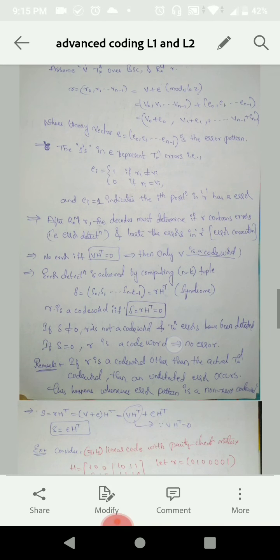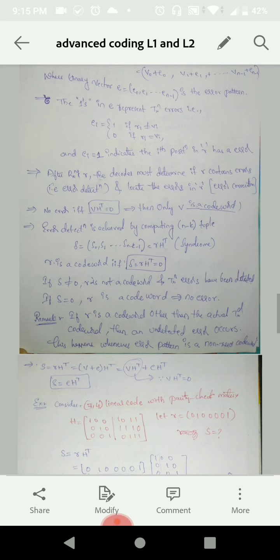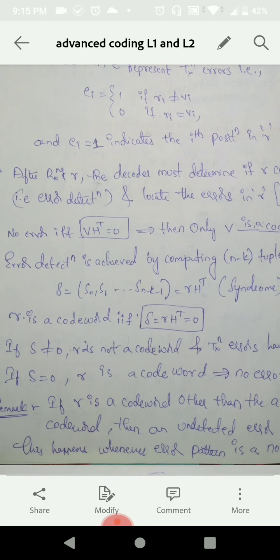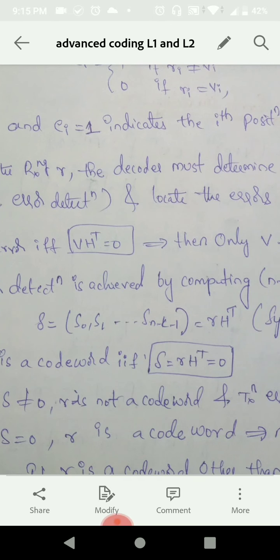So if you want to say that R contains an error, that is called error detection. And at what place the error is, that is called error correction. If you want to detect whether there is an error or not, we need to check this: v into H transpose is equal to 0. This means v is a code word and there is no error.